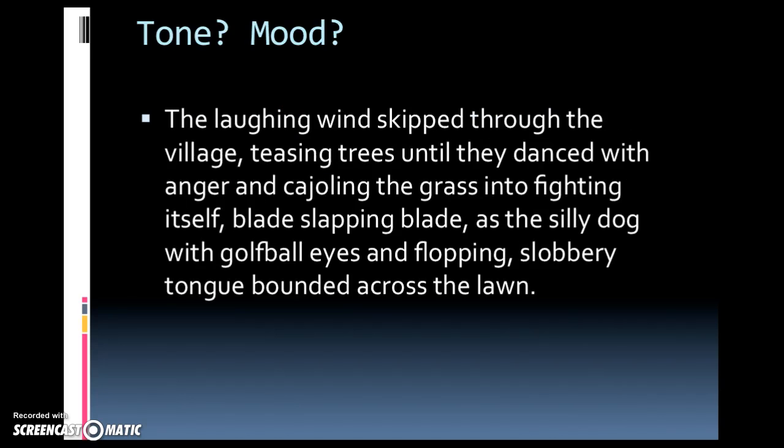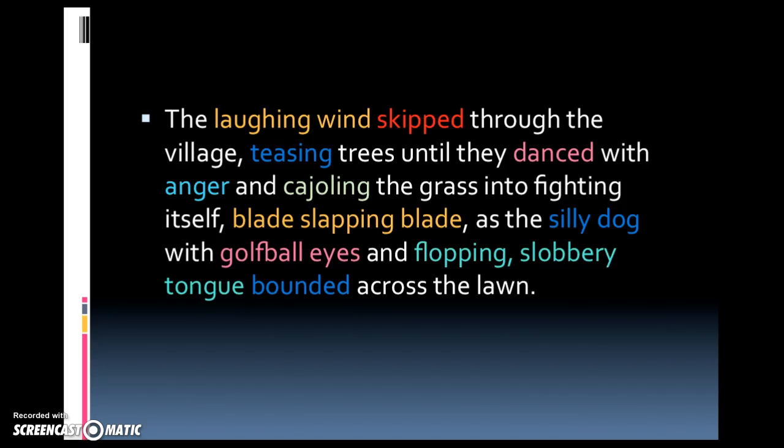The laughing wind skipped through the village, teasing trees until they danced with anger and cajoling the grass into fighting itself, blade slapping blade as the silly dog with golf ball eyes and flopping slobbery tongue bounded across the lawn. Determine the tone and mood. Look at the word choice. Laughing wind, skipped, teasing, danced, anger, cajoling, blade slapping blade, silly dog, golf ball eyes, flopping, slobbery, tongue bounded. What is the mood and tone?